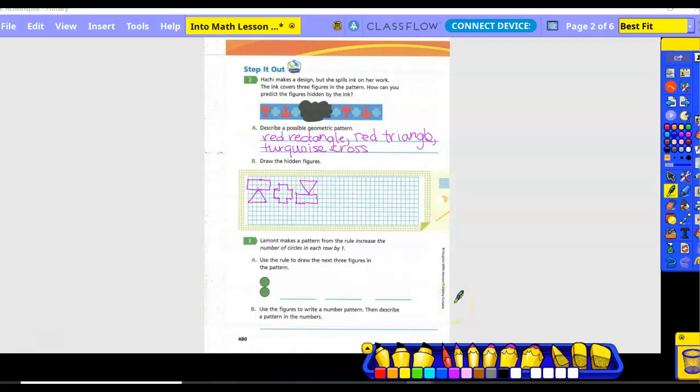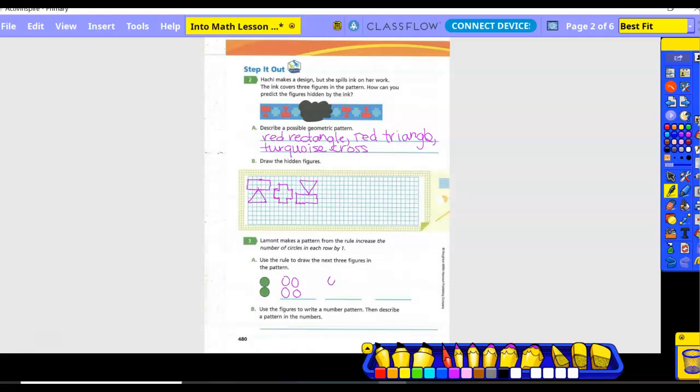Number 3, Lamont makes a pattern from the rule, increase the number of circles in each row by 1. Use the rule to draw the next 3 figures in the pattern. So are we only going to draw 1 more circle in the next one, or 1 more in each row? In each row. So how many total are we going to add? 2, right? So I'm going to draw my 2 circles that I originally had and then draw 1 more in each row.